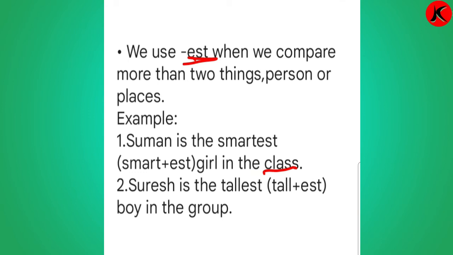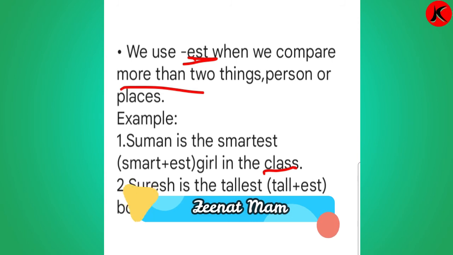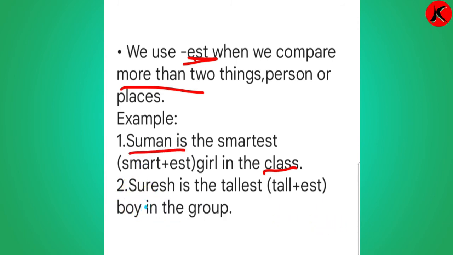So in the class, so many students are there. But from that class, who is the smartest? Suman. So it is more than two things. We have written class over here, and the class may be of 20 or 30 children. From that, Suman is the smartest. Second number, Suresh is the tallest. Tall plus est, so it becomes the tallest boy in the group. In that group, Suresh is the tallest boy.